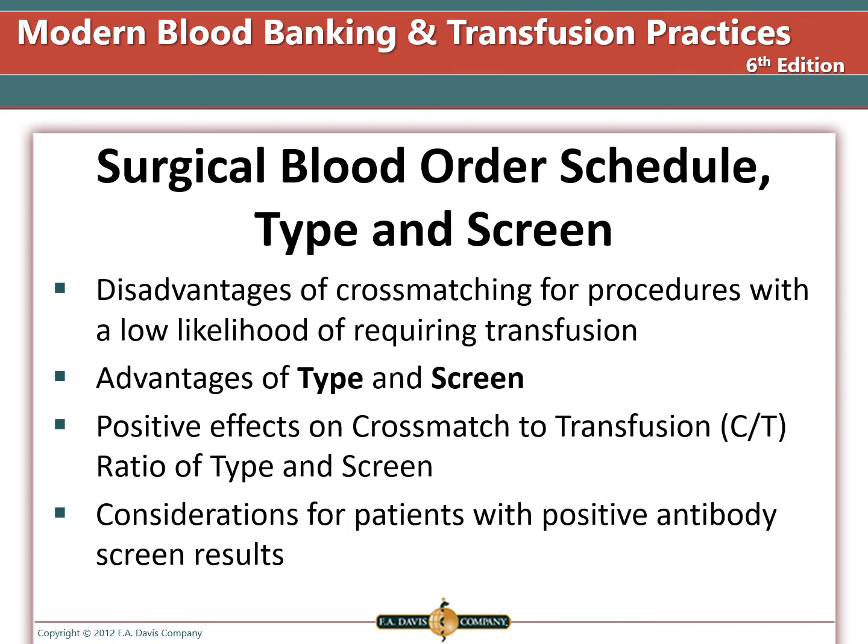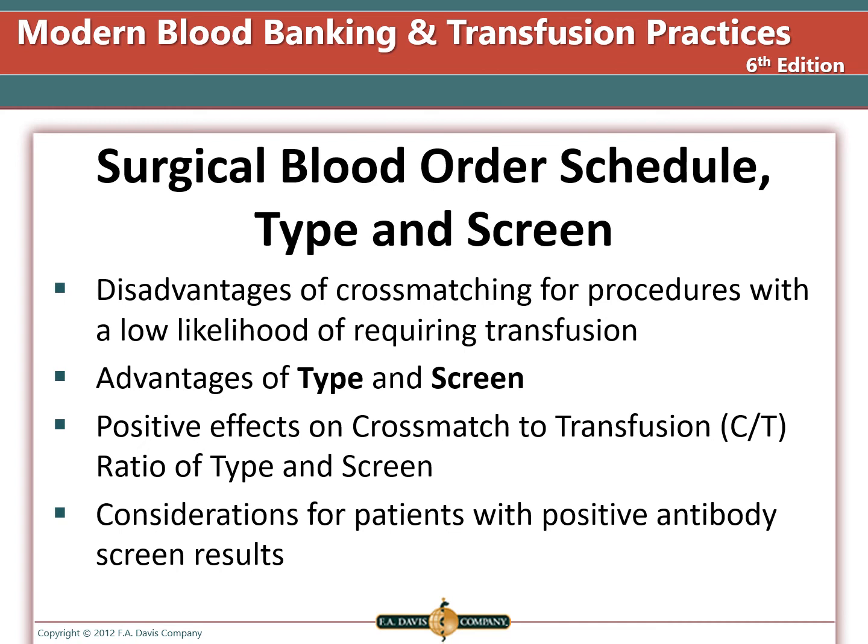A surgical blood order schedule is established by the hospital. It is a list of the types of surgeries that may be performed and if there should be a type and screen or a type and cross-match done for the type of surgery. There are disadvantages of cross-matching for a procedure that has low likelihood of requiring transfusion. You don't want to cross-match and reserve your short-dated units for a procedure not likely to need blood. This can cause an increase in outdate rate and cross-match to transfusion ratio. A cross-match to transfusion ratio that is too high indicates that you are wasting technician time and decreasing available inventory of blood.